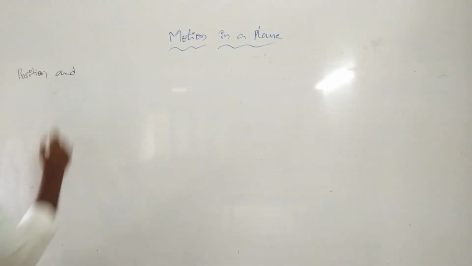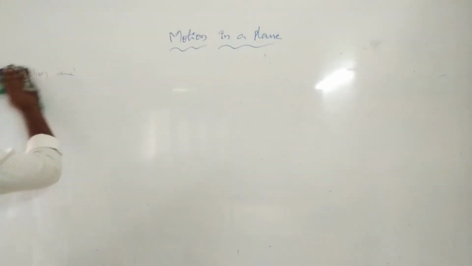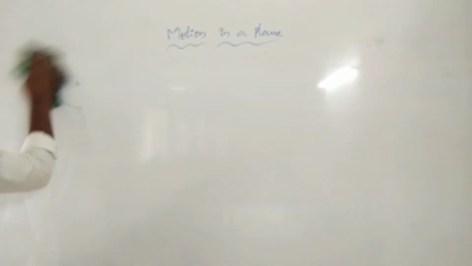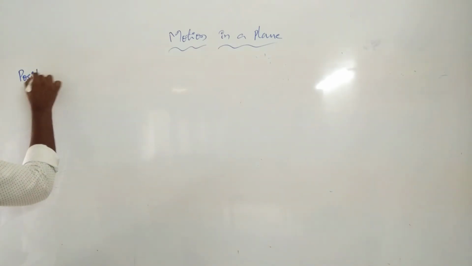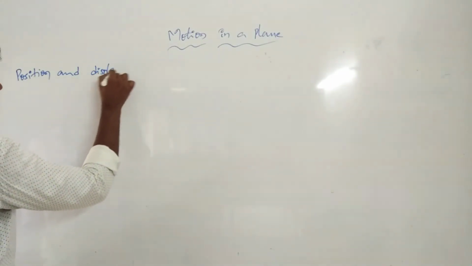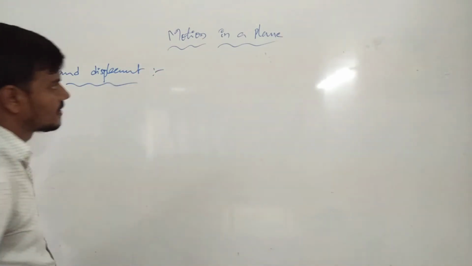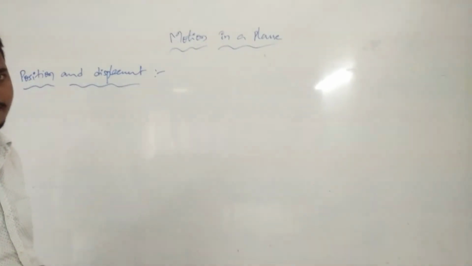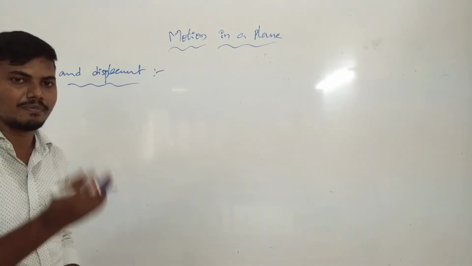Position and displacement, which we have taken. Clearly we can observe, it is a very important one. Position and displacement vector. Which vector? Position and displacement vector. We know the same process will be applicable as in our previous one, for position and displacement vector also.